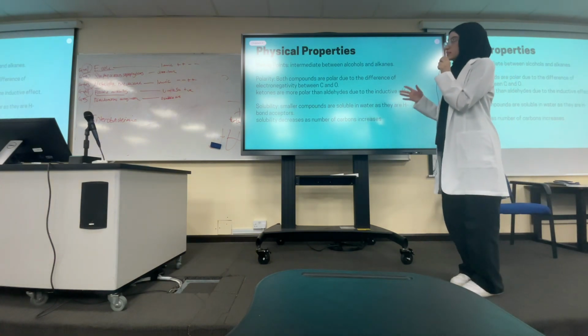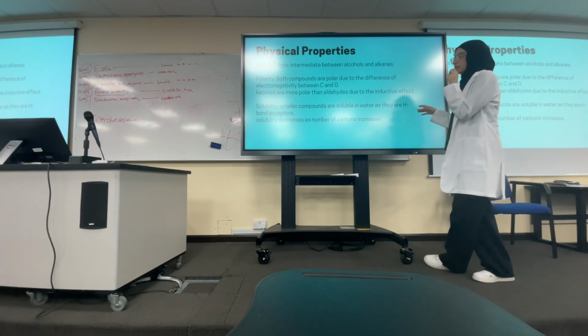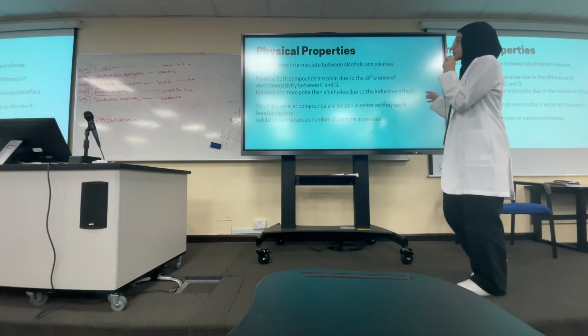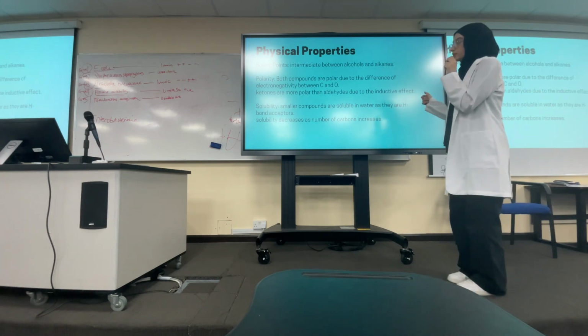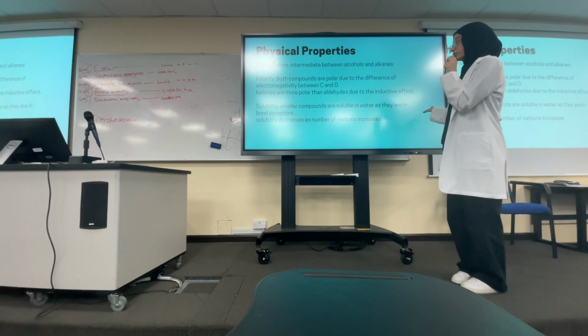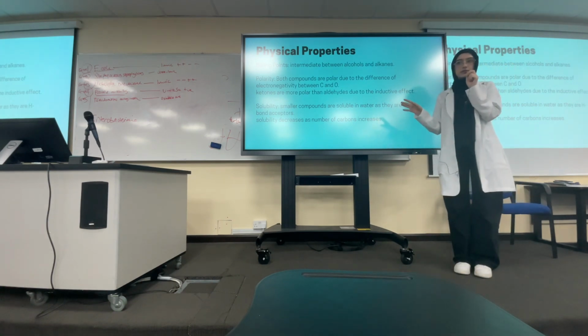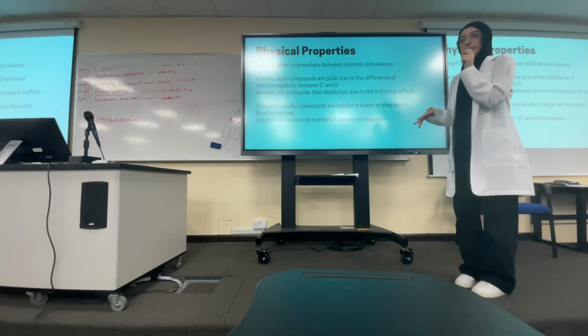Physical properties, I'll go through them quickly. Boiling points are intermediate between alcohols and alkanes. For polarity, both compounds are polar due to the difference of electronegativity between C and O. Ketones are more polar than aldehydes due to the inductive effect. We all understand what the inductive effect is? Okay. What is inductive effect?